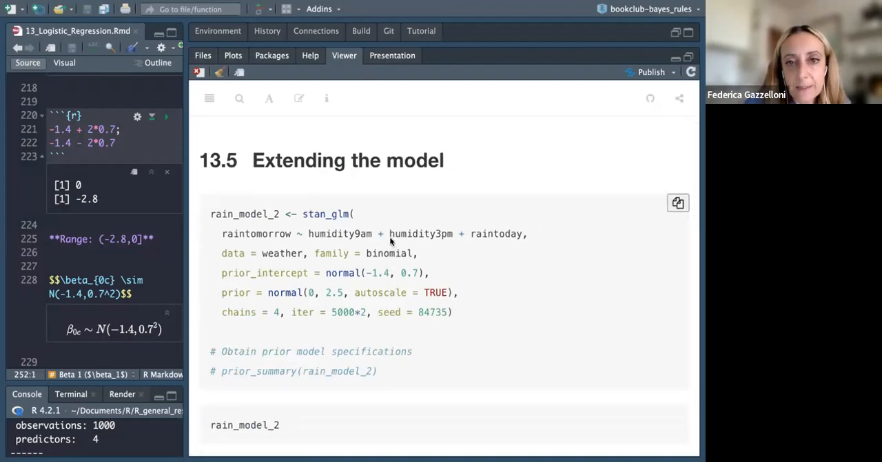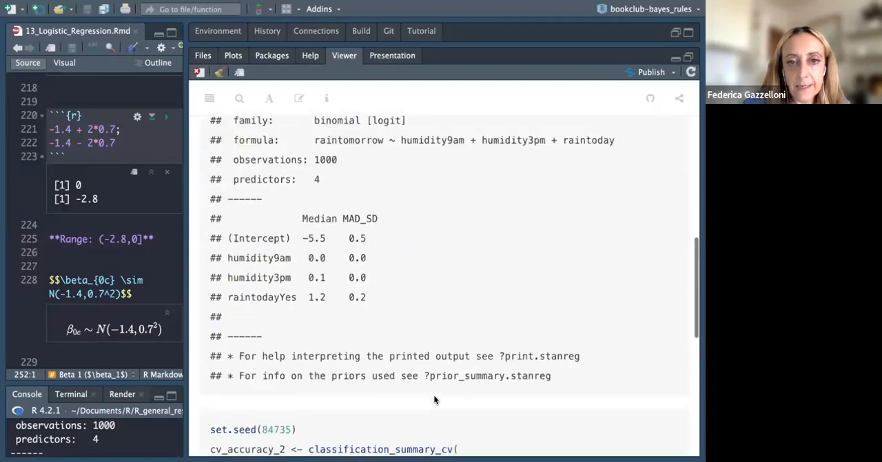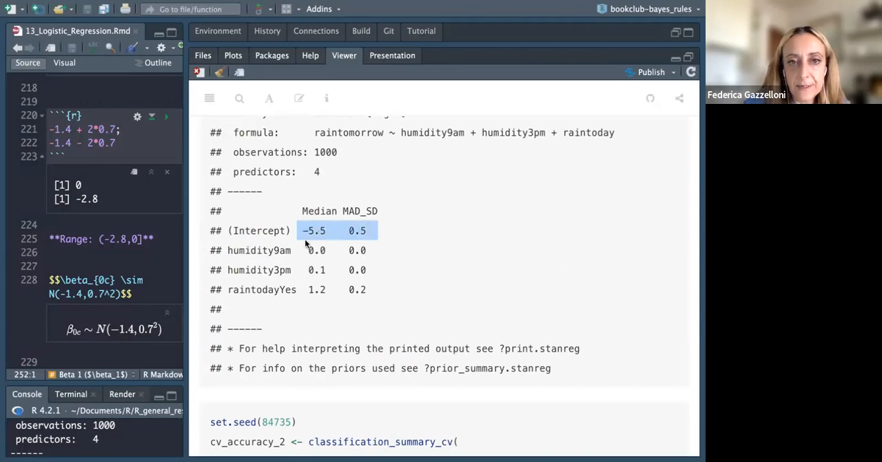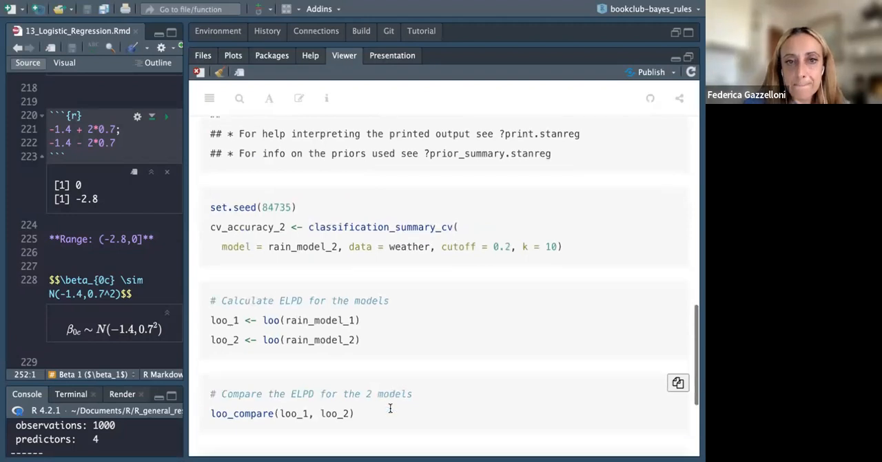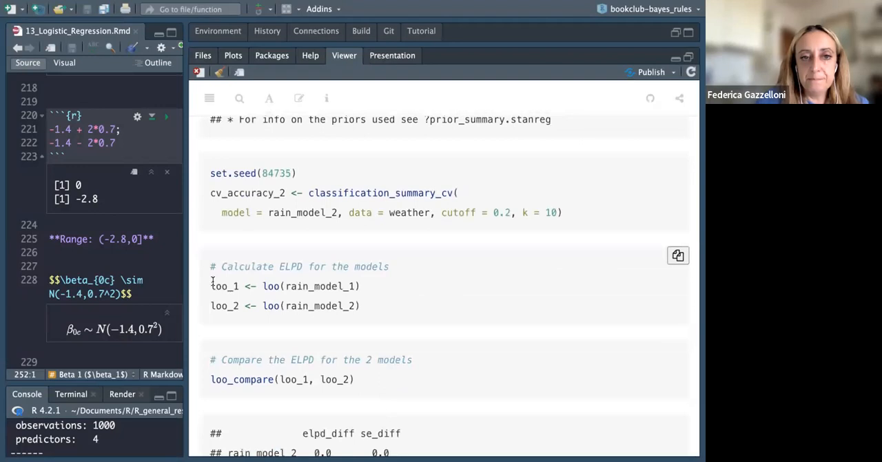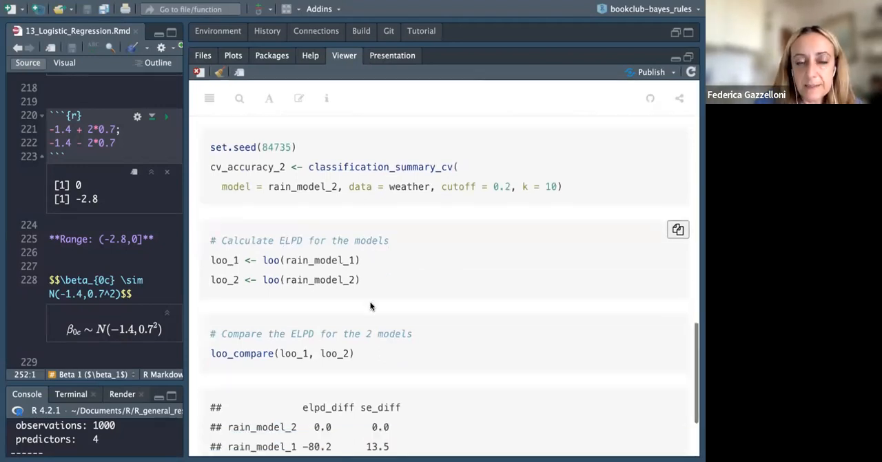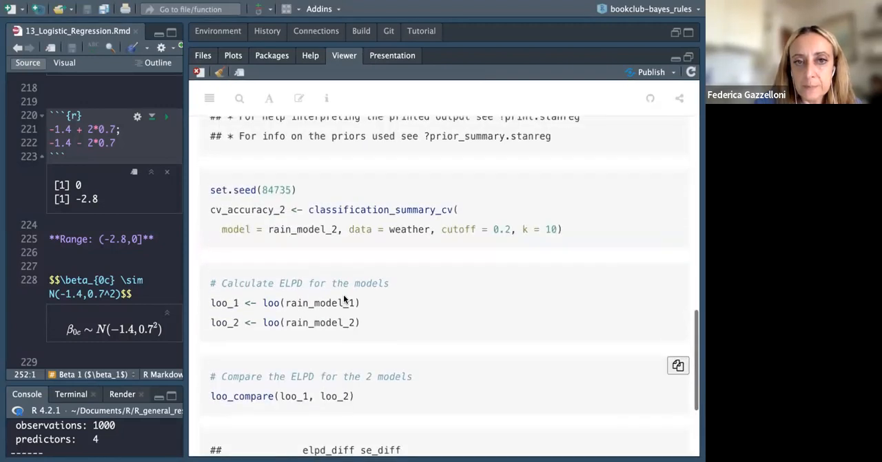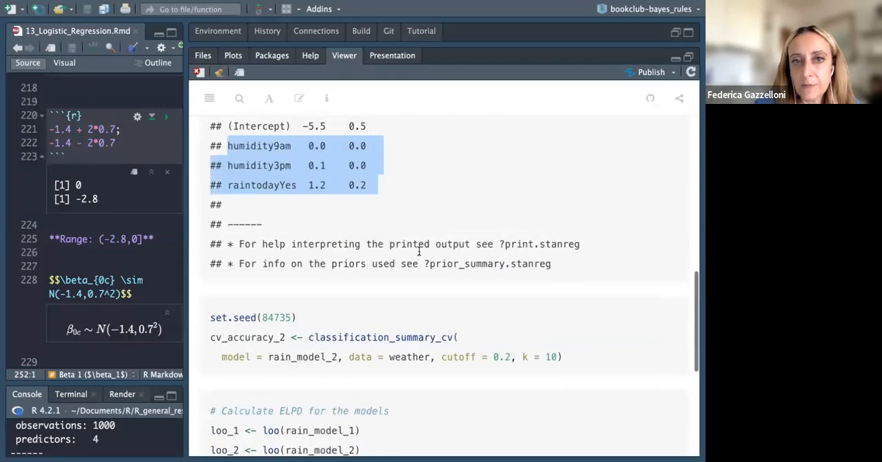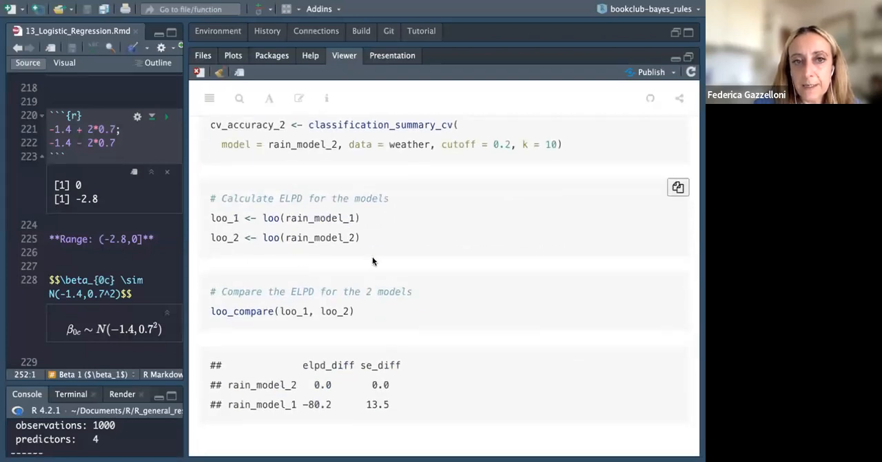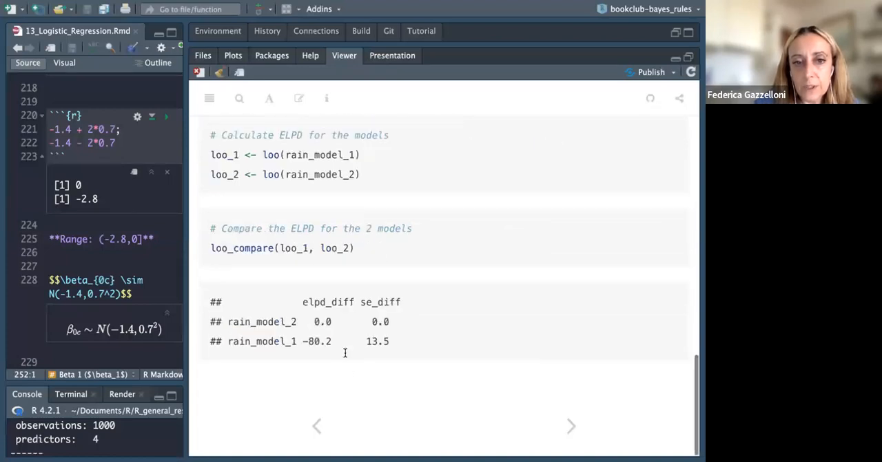And so we extend the model to more predictors. The same thing as before, just here there is no PD, true or false. This is the new formula with two more predictors. We can see that we have some estimations, and we can use the ELPD for the models with leave one out, and so compare the two with different cutoff. We set up leave one out for model one and model two, and we can compare the two and see that there is a consistent difference.